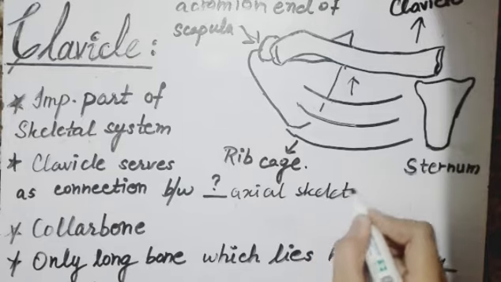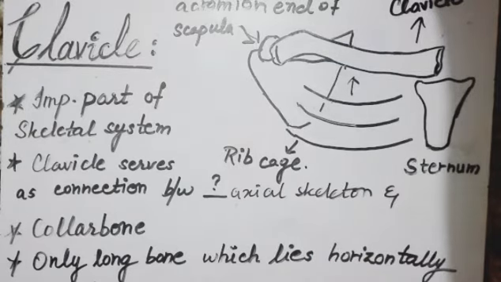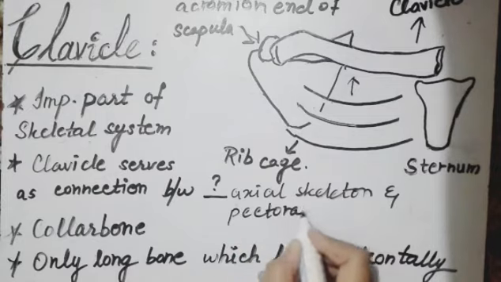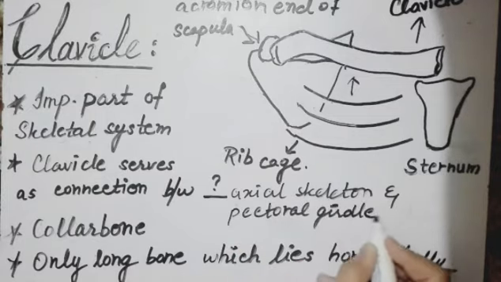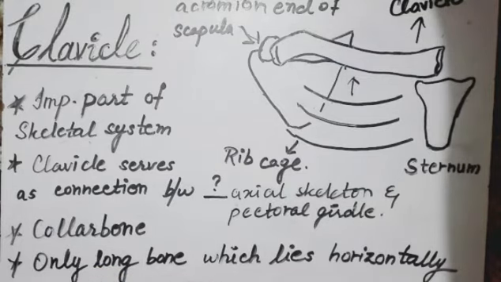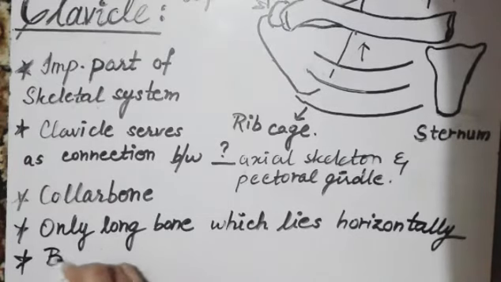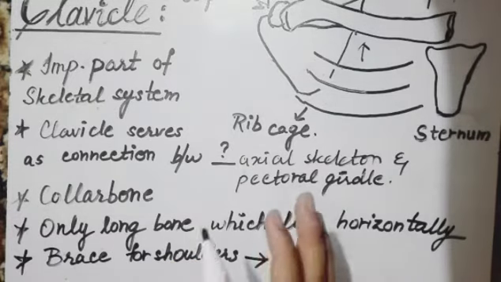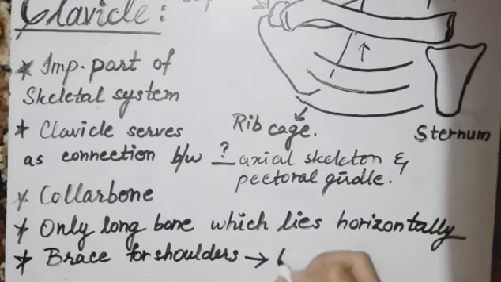And what is the connection between, what does the clavicle serve as a connection between? The answer is the axial skeleton and the pectoral girdle. The pectoral girdle is the shoulders. Did you get it all? Okay, moving to the next point.